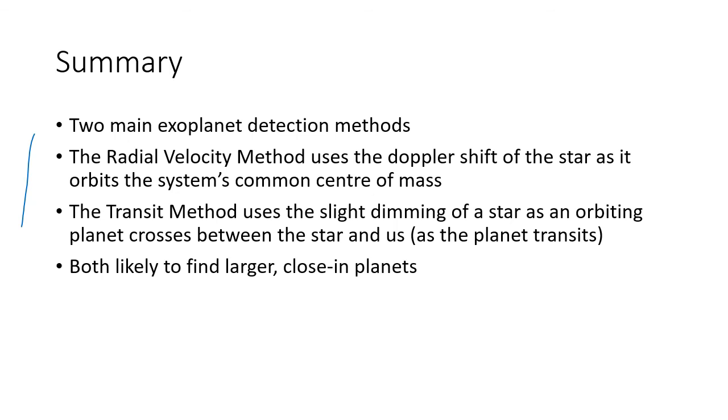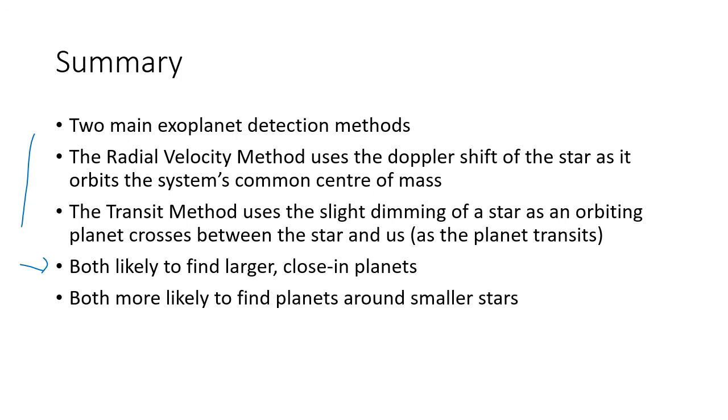And then just sort of, if you're asked to discuss, both are more likely to find larger, close-in planets than they are little tiny things that are a long way out. Neither one, for example, would have any chance whatsoever of finding Pluto. Both are more likely to find planets around smaller stars because for the radial velocity method, the smaller star will wobble more with the action of the planet, and for the transit method, there'll be a bigger change in the brightness because the planet will be a size closer to that of the star. So both more likely to find planets around smaller stars, and they have indeed found lots of planets around M-sized stars, as we were discussing a minute ago.